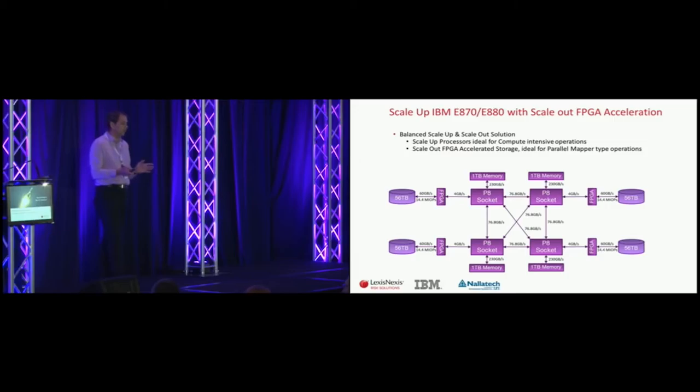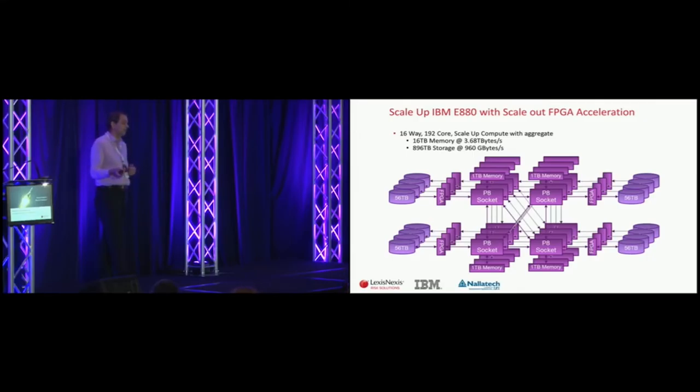So what we're saying here is, okay, let's look at the scale-out architecture with the FPGAs attached to the disks for doing the mapper type functions. And let's look at a scale-up architecture with very high bandwidth between the processors for doing the compute intensive work across the fragmented data sets. So you can see we've got tremendous bandwidths moving around between the processors compared to a traditional network. And you can take that all the way up to a 16-way configuration. So this example is based on the E880. You would get up to 4 terabytes per second to 16 terabytes of memory, and a petabyte of storage at a terabyte per second of access to that storage.